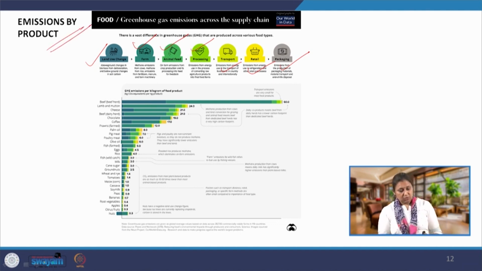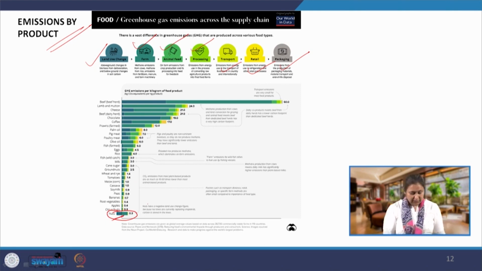You will be surprised to know, and there are a lot of products here, we are talking about food products particularly. If you look at food products, nuts in particular have negative emissions, because most of the nuts are procured from full-grown trees, and they sequester a lot of carbon. We know that nuts are rich in oils, most of them hydrocarbons, so they store a lot of hydrocarbons in them. So, nuts are actually negative.